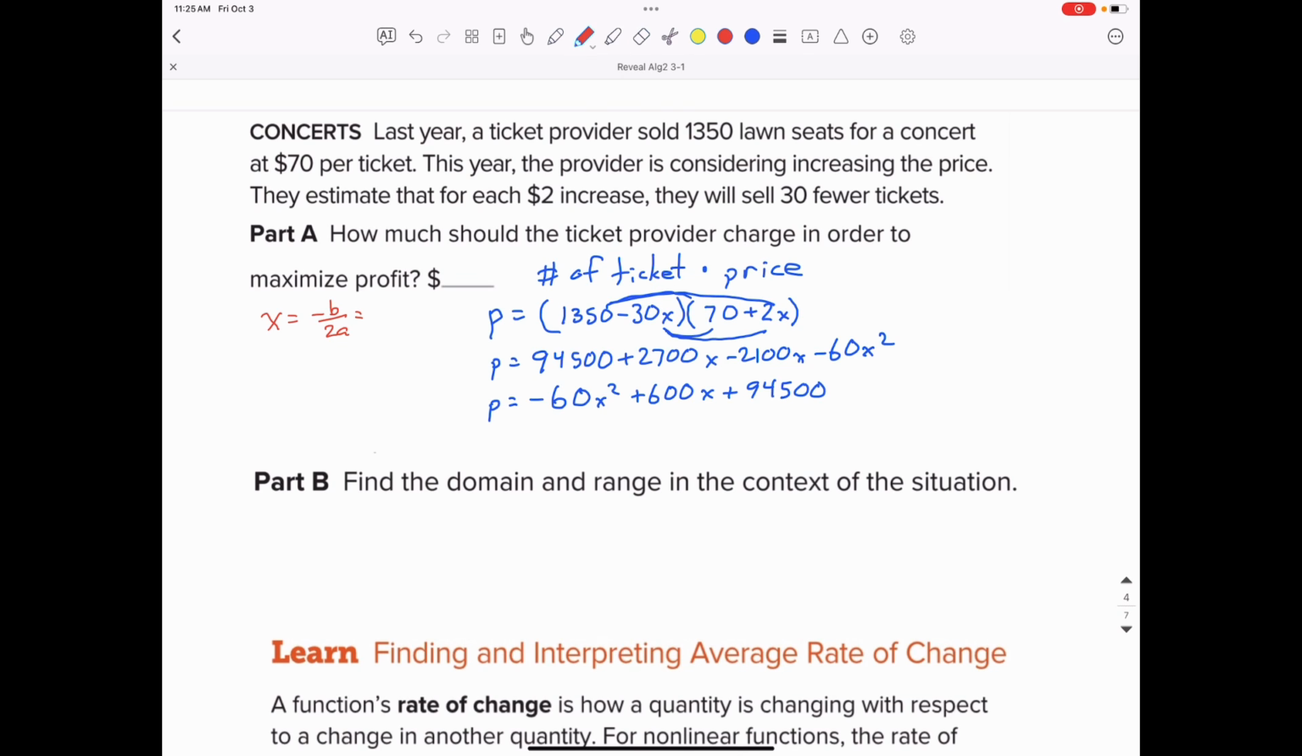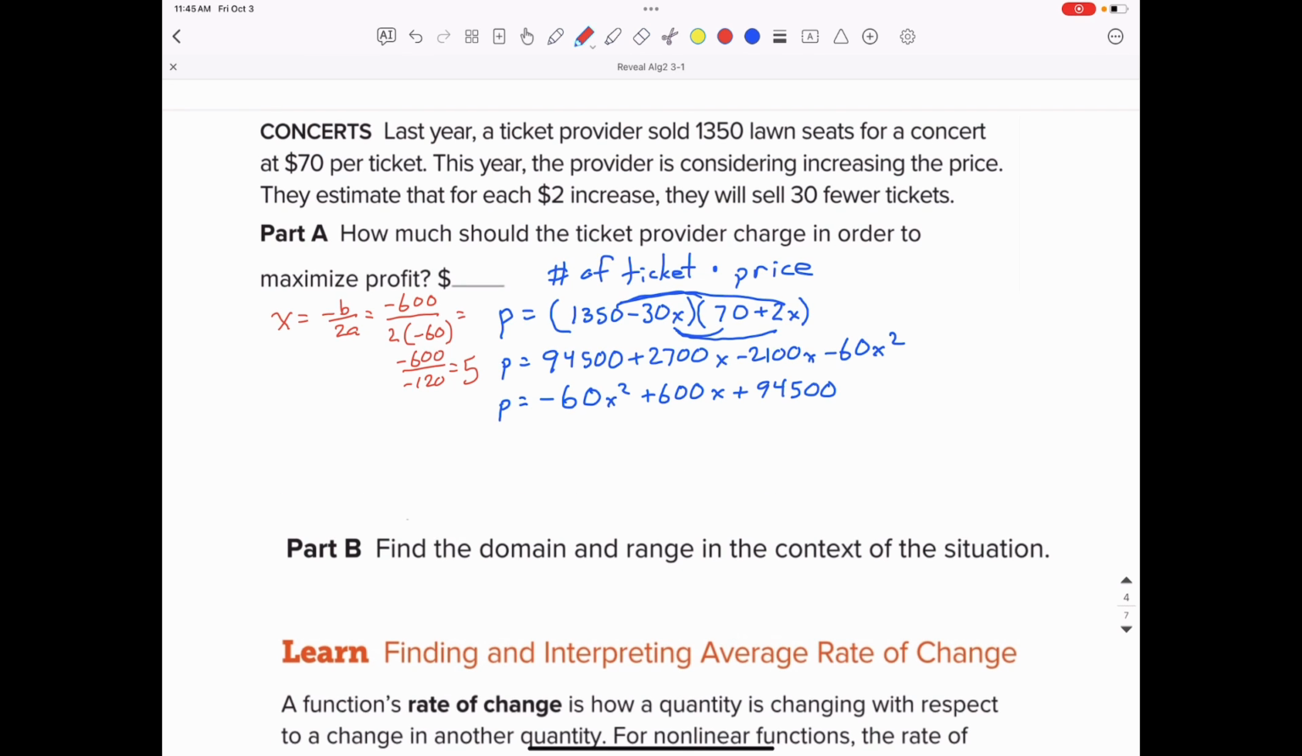So negative b will be negative 600 over 2 times a. That would be 2 times negative 60. A value is negative 60. That's with the x squared. And when you simplify that, that would be negative 600 over negative 120. And that equals 5. So what that means is that there is going to be 5 price increases.